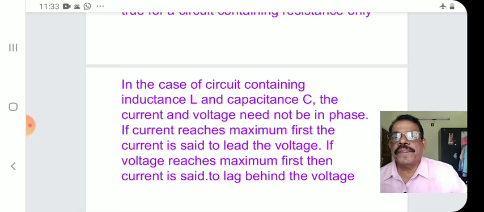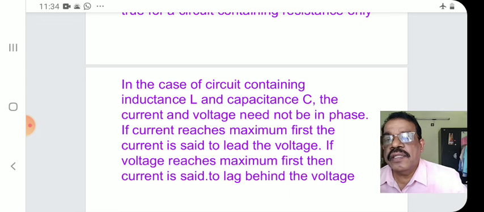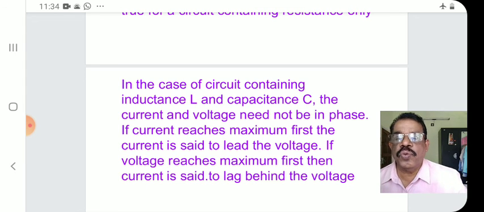So you look here, in the case of a circuit containing inductance L and capacitance C, the current and voltage need not be in phase. If the current reaches maximum first, then the current is said to lead the voltage. If the voltage reaches maximum first, then the current is said to lag behind the voltage. That's the idea.